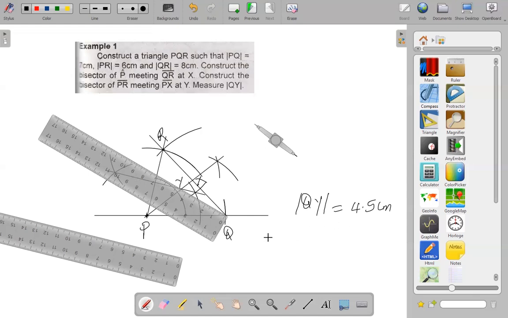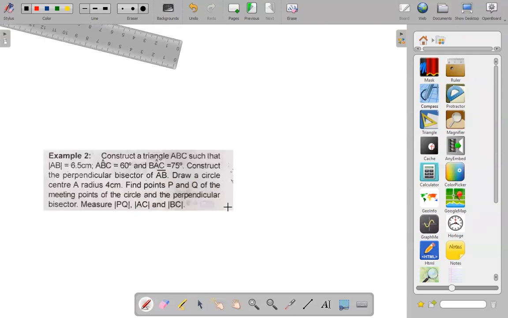Let's move on to question number 2, example 2. Example 2 says, construct a triangle ABC such that AB is 6.5, angle ABC is 60 degrees, and angle BAC is 75 degrees. Construct the perpendicular bisector of line AB. Draw a circle, center A, radius 4 centimeter. Find points P and Q, the meeting points of the circle and the perpendicular bisector. Measure PQ, AC, and BC.